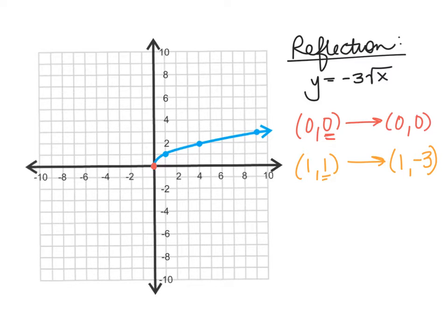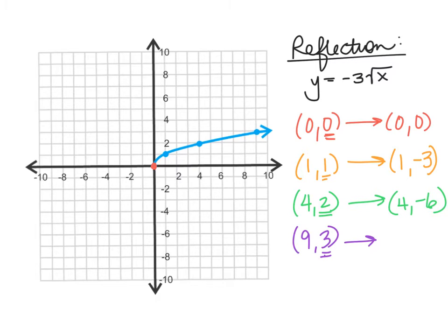Okay, if I change my next point, my original point is at 4, 2. So my new point is going to be at 4, negative 6. Sorry, goodness gracious. All right, notice that it's just the y values that are changing every time. And then my last point out here is at 9, 3. So when I change just the y value, it's going to be at 9, negative 9.